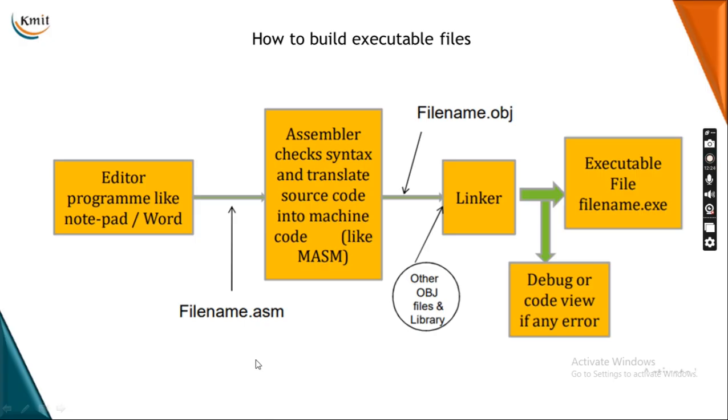So how have we done it? Filename.asm will be assembled, creating our .obj. The .obj will be given to the linker, which will link it into the executable file. If there are any errors, it will not create any executable file; it will show the errors. After checking and minimizing the errors, if there are no errors, it will be able to create an executable file with the same file name.